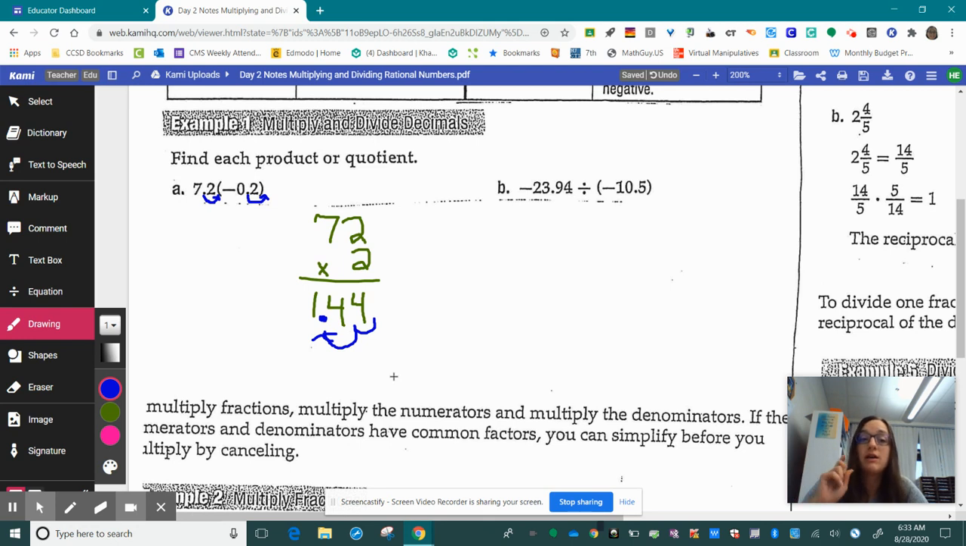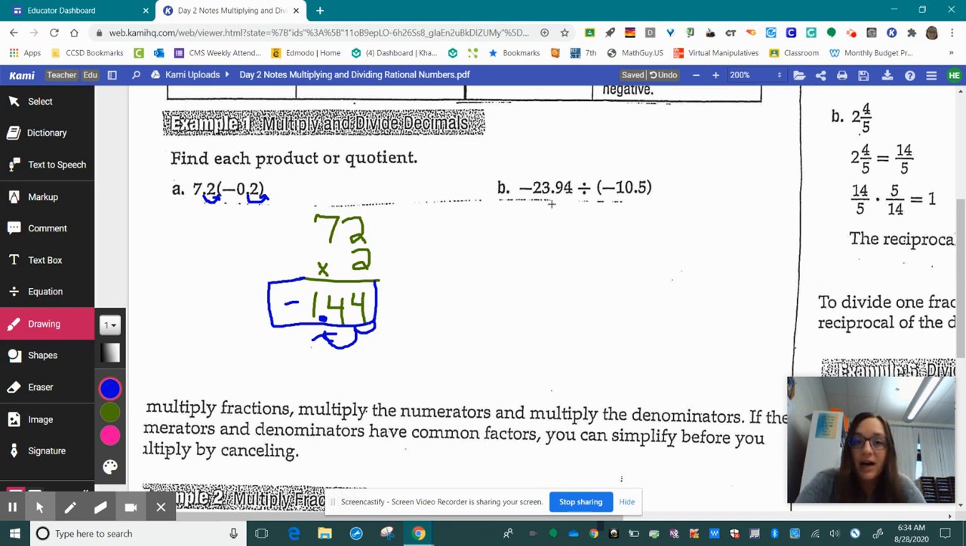But don't forget to check our sign. Are those the same signs or different signs? Different, so it's a negative answer. Same signs positive, different signs negative. So we have a negative 1 44/100. Our next one gets a bit more complicated, but it will be the most complicated problem we have with division. So this is about as tough as it gets.